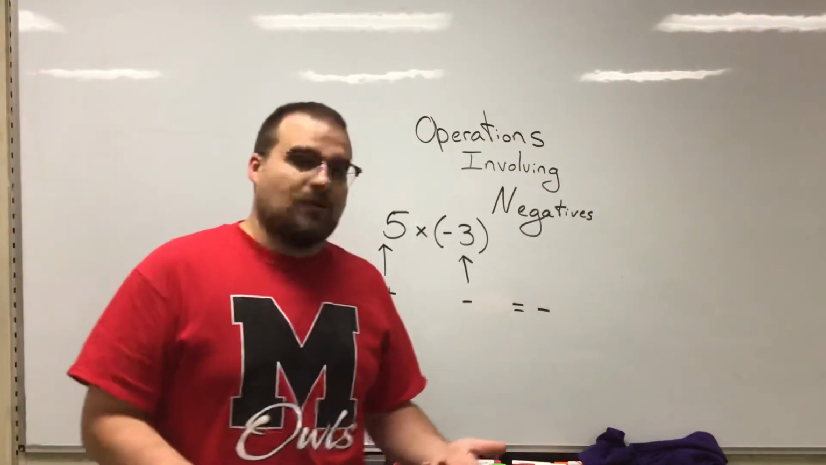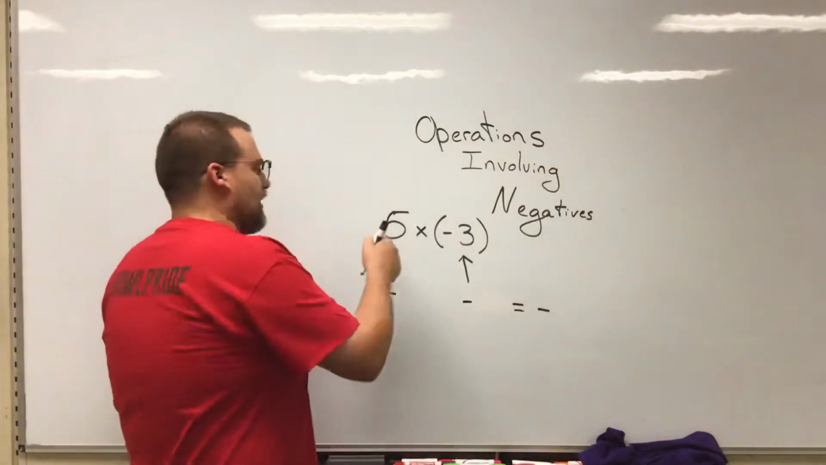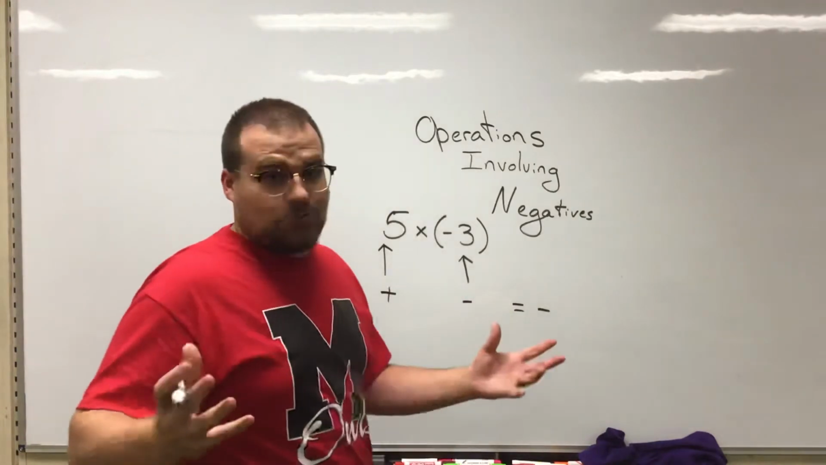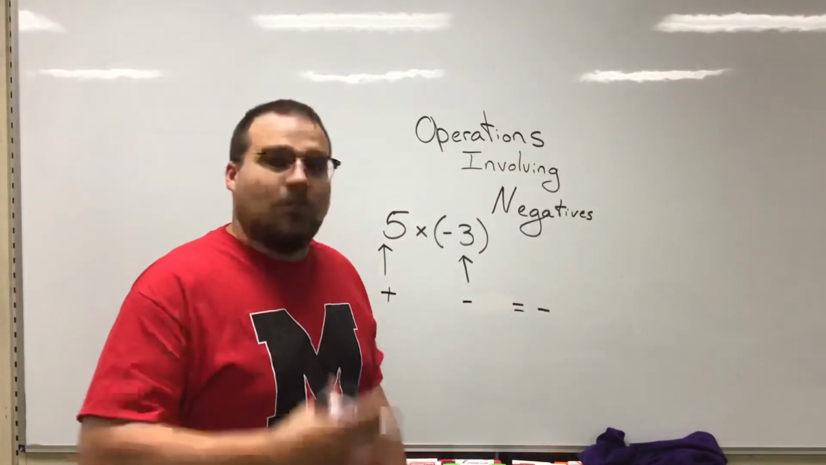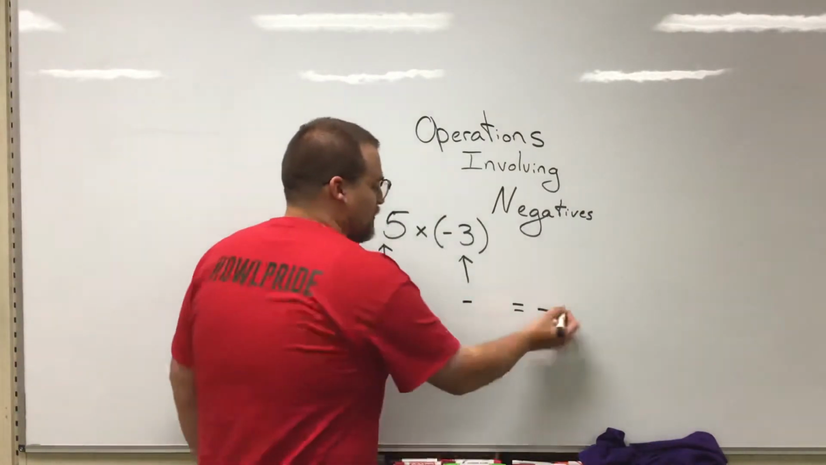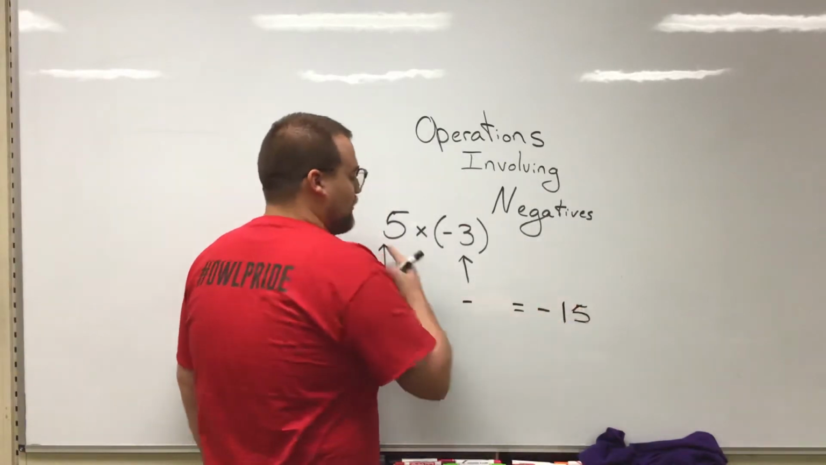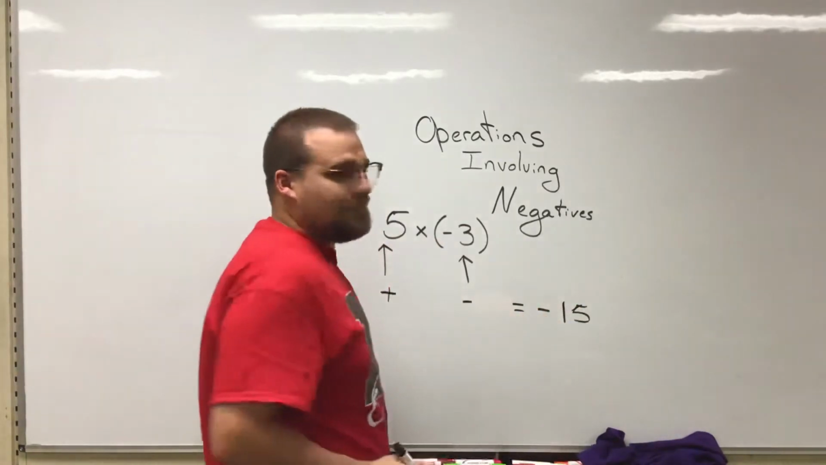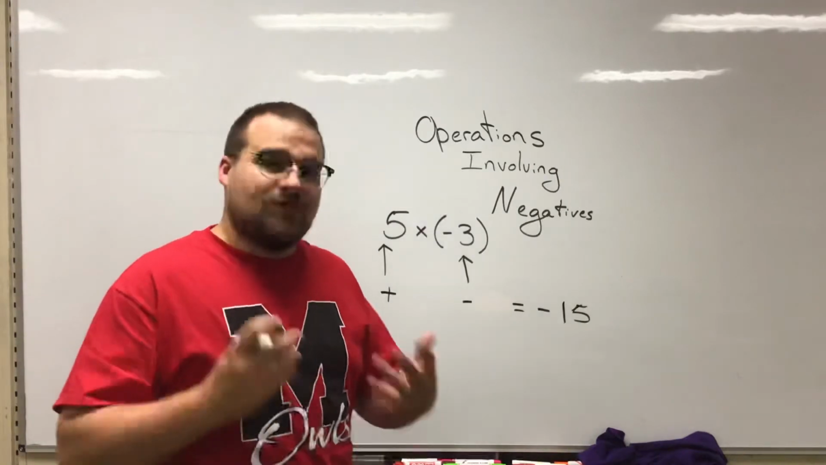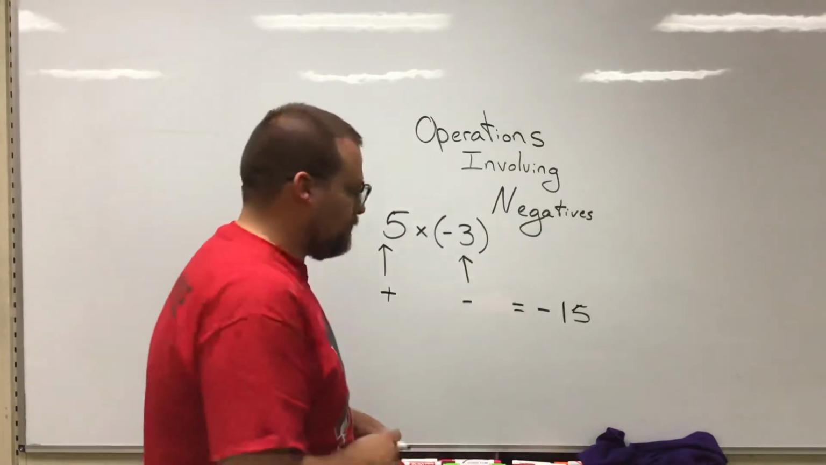So what I personally like to do is I like to just think 5 and 3. Those are my actual numbers, right? Let me multiply those. Well, 5 times 3 is 15. And then since they're different signs, I know it's going to be a -15. That's going to be my final answer.